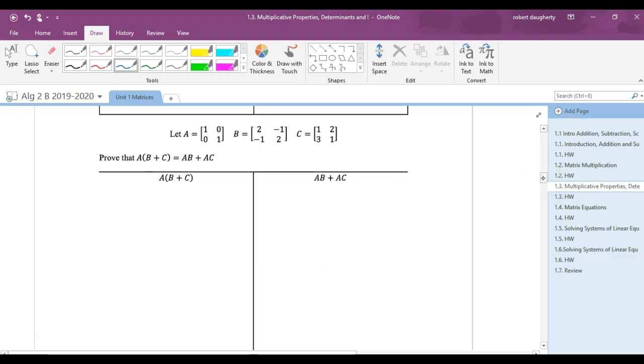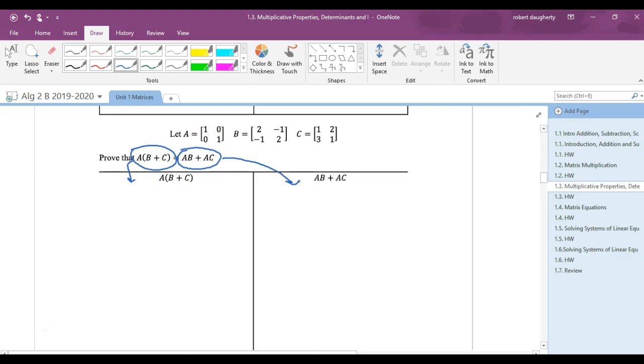I've got matrices A, B, and C, and these are typical questions. I'll give you 2, 3, or 4 matrices up top and then ask you several questions about them. Prove that A times (B plus C) is equal to AB plus AC. So on the left side, let's figure out what A times (B plus C) is, and on the right side, let's figure out what AB plus AC is, and those should be equal.